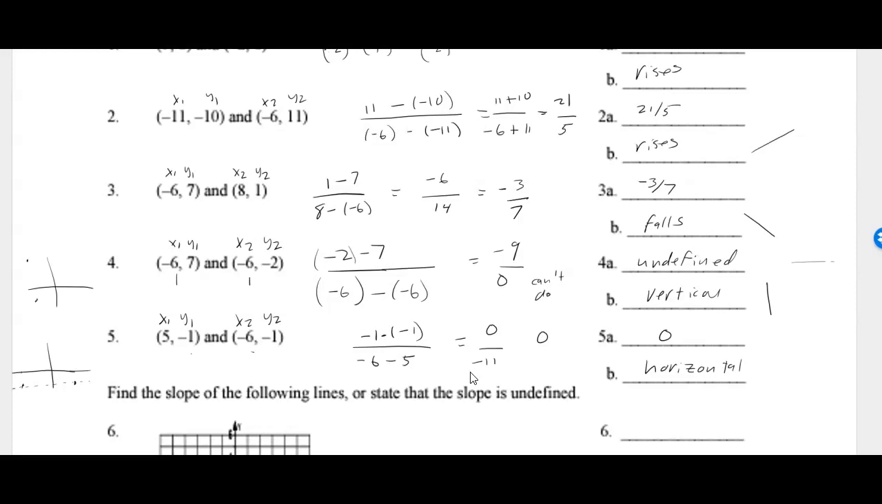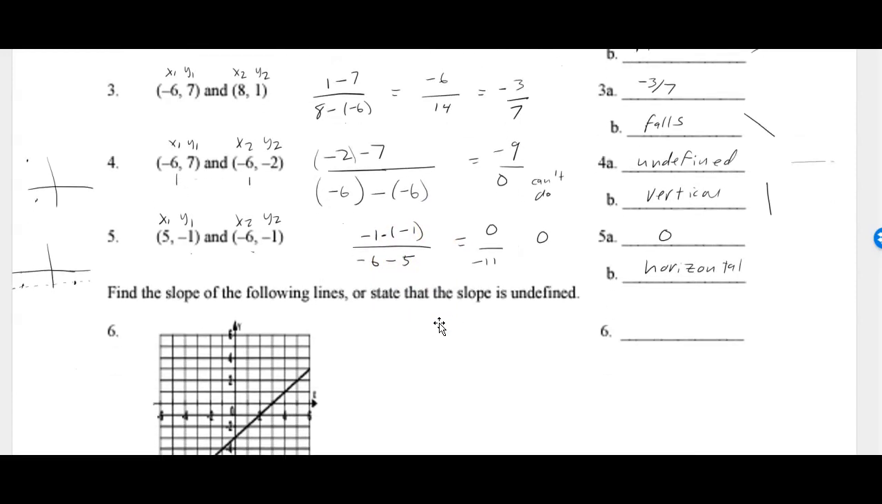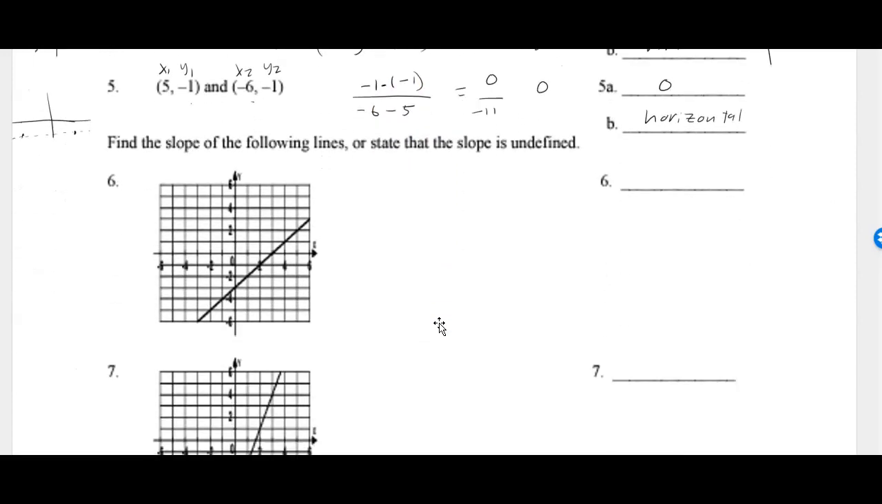Okay, the next set of questions changes it up a little bit. It gives you a graph, so try this one, and if you can't try it right away, watch the first part of the solution and then try it. Find the slope of the following lines or state that the slope is undefined. Well, this one's not undefined because it's not vertical.